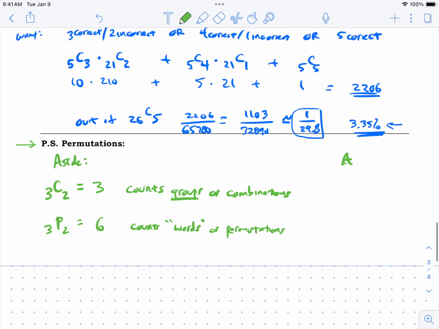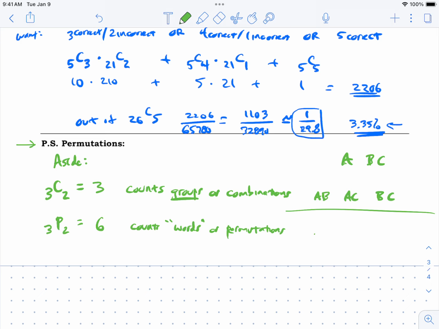So, if you've got the letters A, B, and C, how many groups are there? Well, you can group an A with a B, you can group an A with a C, you can group a B with a C, and that's it. That's all you can do. There's no other ways. You don't count BA separately, you don't count CA separately, and that's it.